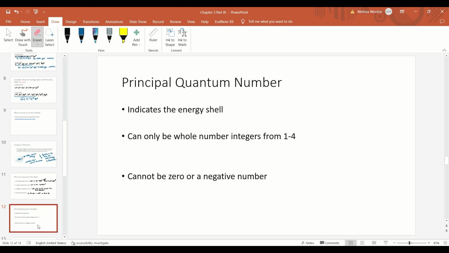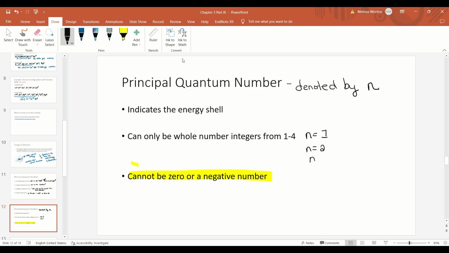So principal quantum number, like I said, indicates the energy shell. Can be whole integers from 1 to 4. This is important. Cannot be a 0 or a negative number because you don't have negative energy shells and we don't have 0 energy shells. It's a whole number from 1 to 4. Okay? And principal quantum number is denoted by the letter N. So N can equal 1, N can equal 2, N can equal 3, and N can equal 4. N can never be 0, and N can never be a negative number.